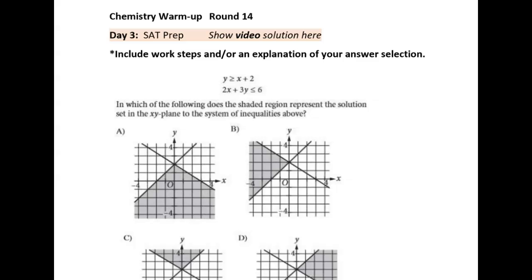A quick scan of the four choices shows that all of them have solid boundary lines. The question is, which of these is the correct graph of that system? Most students are more comfortable graphing lines when given slope-intercept form than they are standard form. The first inequality is already given in slope-intercept form, but the second one isn't.